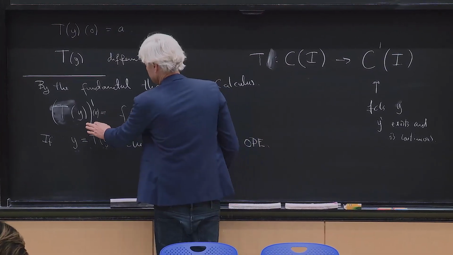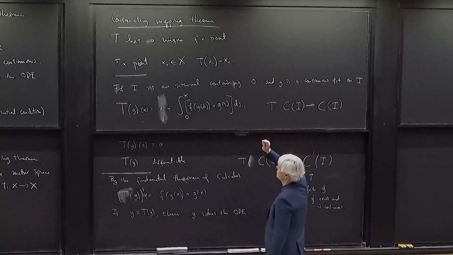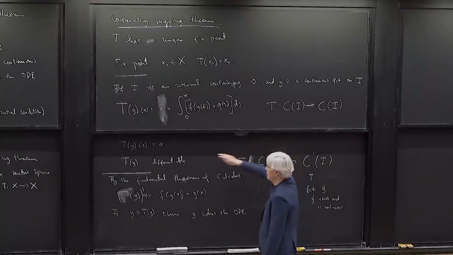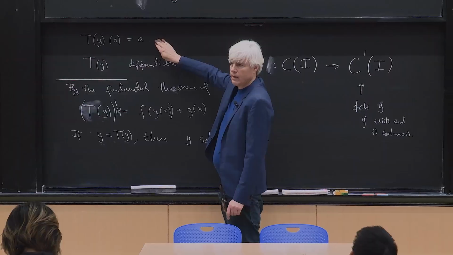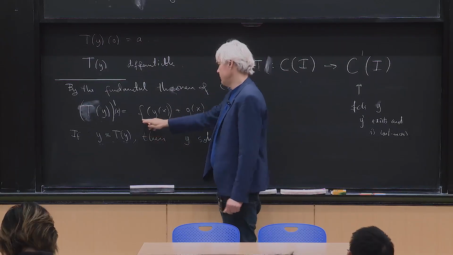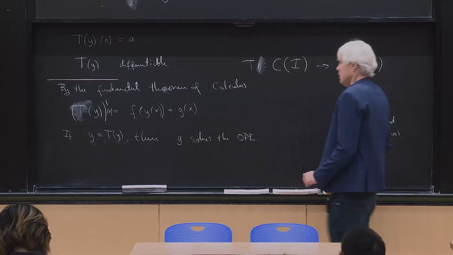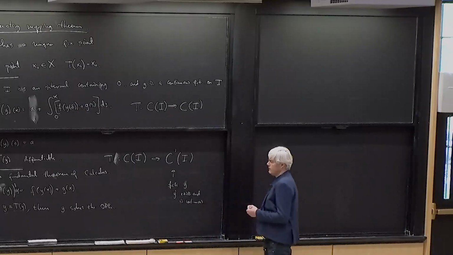Right? We have already checked that the initial value, we did that somewhere here. We already checked that the initial value is what it should be. And if it's a fixed point, then the derivative is also what it should be. Right? Okay, so we want to find a fixed point.